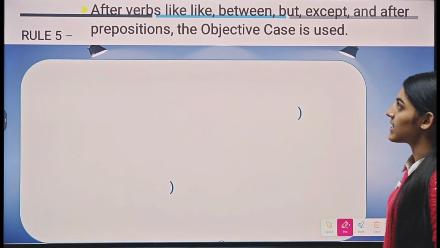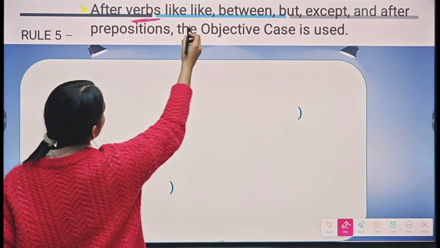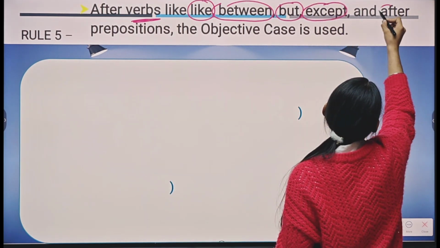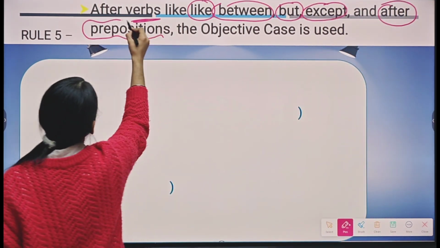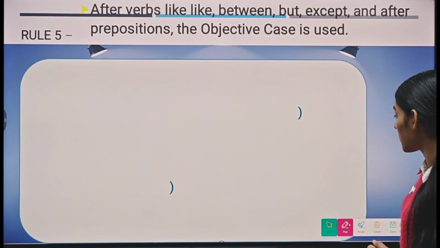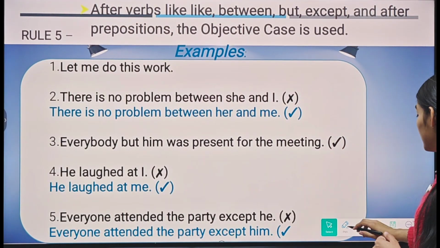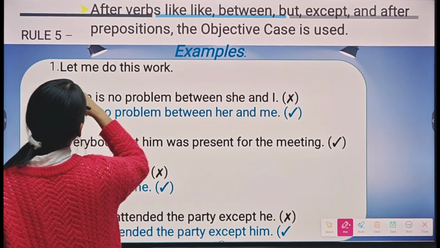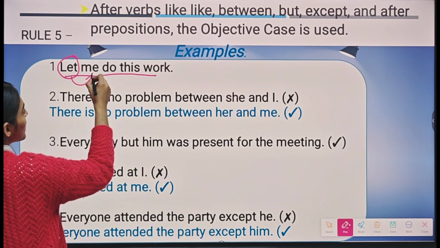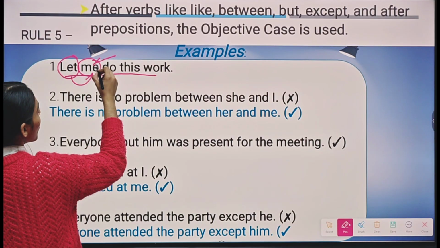So rule number 5 says, after verbs like between, but, except, and after prepositions, the objective case is used. The objective form of the pronouns will be used after these. Let's see the examples that we have. So here we have an example: let me do this work. After let we will use me, the objective form of I.